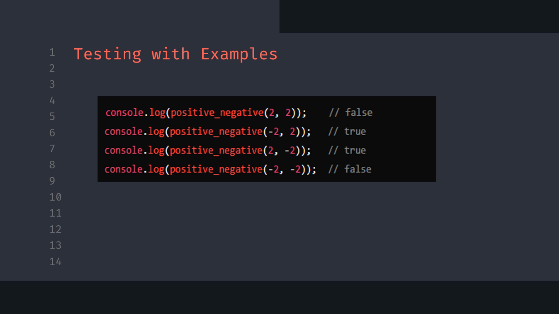Let's test our function with a few examples. As you can see, when both numbers have the same sign, the function returns false. But when one is positive and the other is negative, it returns true.